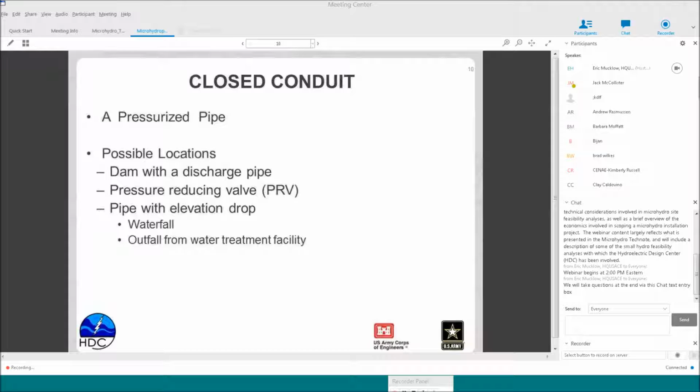First, I will go through a number of examples of closed conduit hydroturbines. Some applications in the microhydro range for a closed conduit system could be a dam with an auxiliary discharge pipe.